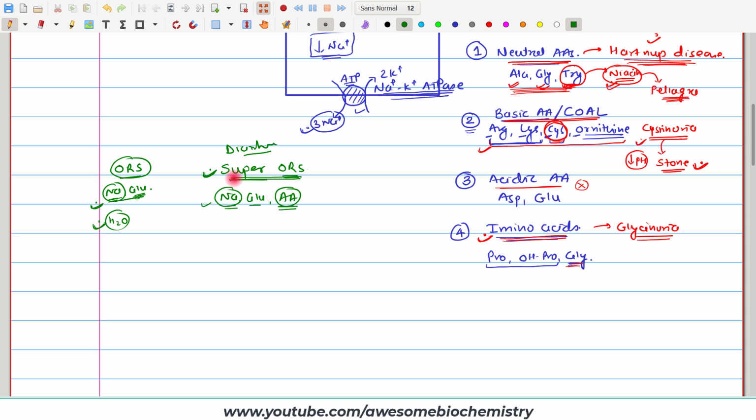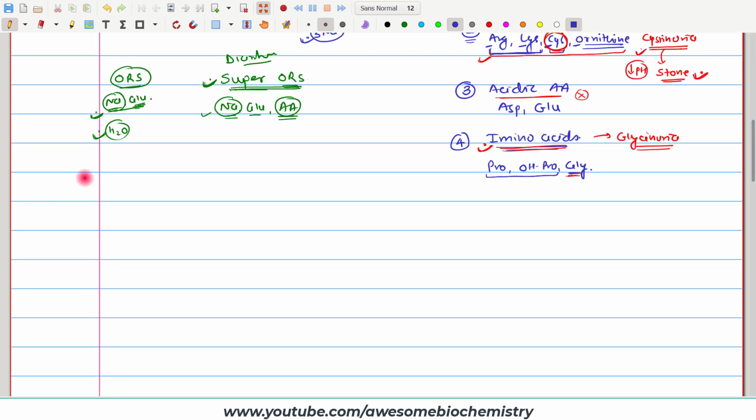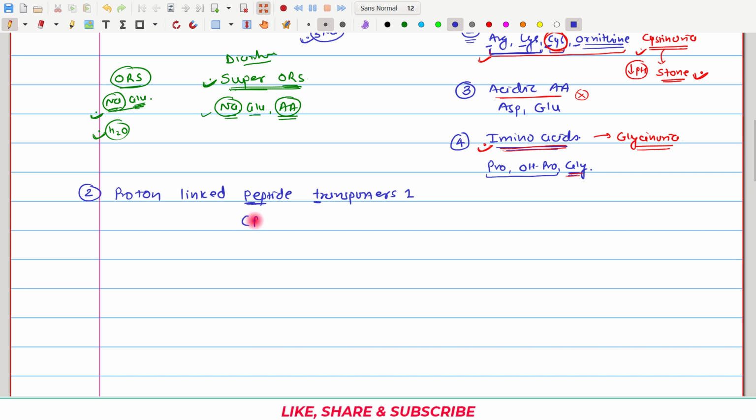Now, let us discuss the second important transport mechanism or absorption mechanism for amino acids. The second mechanism is by the proton linked peptide transporters, and sometimes they are abbreviated as peptide transporter 1, PEPT1.